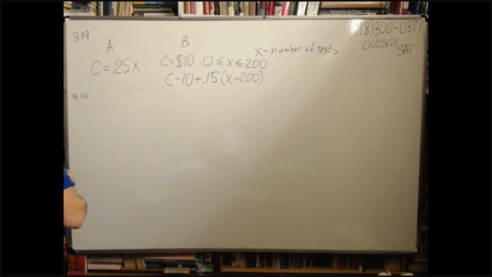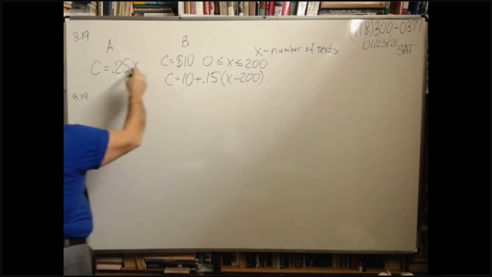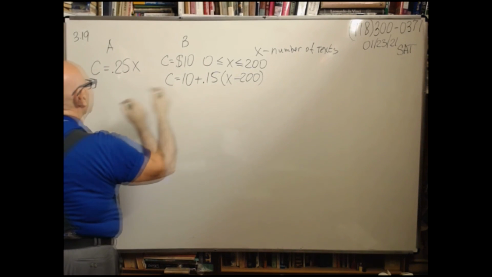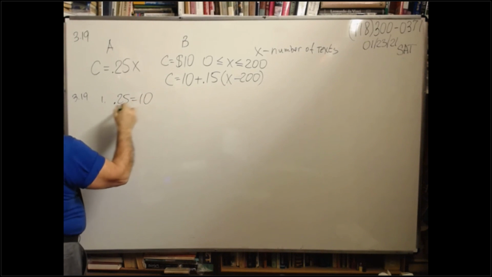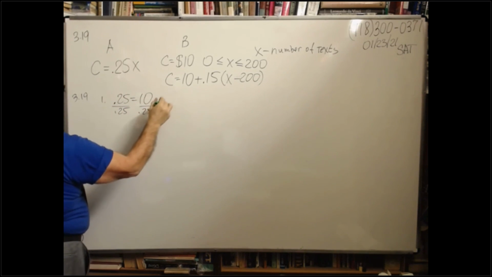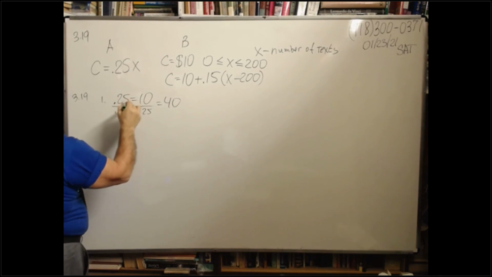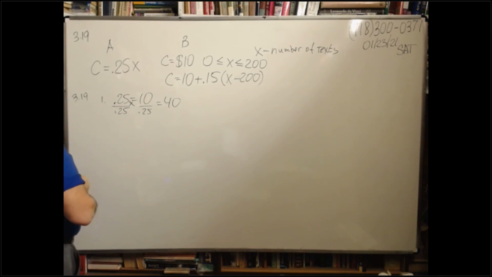In 319, for what number of texts do the two plans cost the same per month? For instance, you have two options, either this equal to this or this equal to this. So case A, 0.25x equals 10, divide 10 by 0.25, you get 40. Okay, for 40 texts, you'll get the same answer. Or you can do this one.